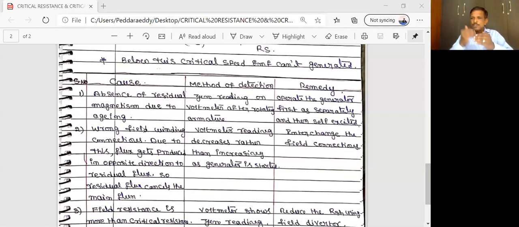So slowly and slowly this small field current increases and the EMF increases. The EMF builds up step by step.